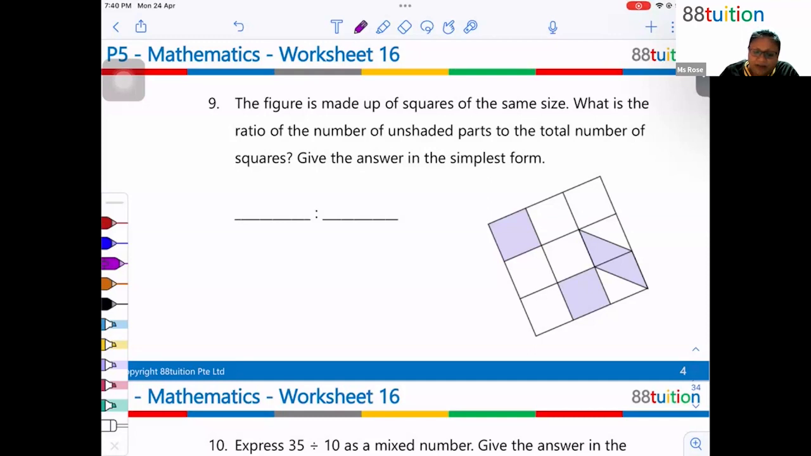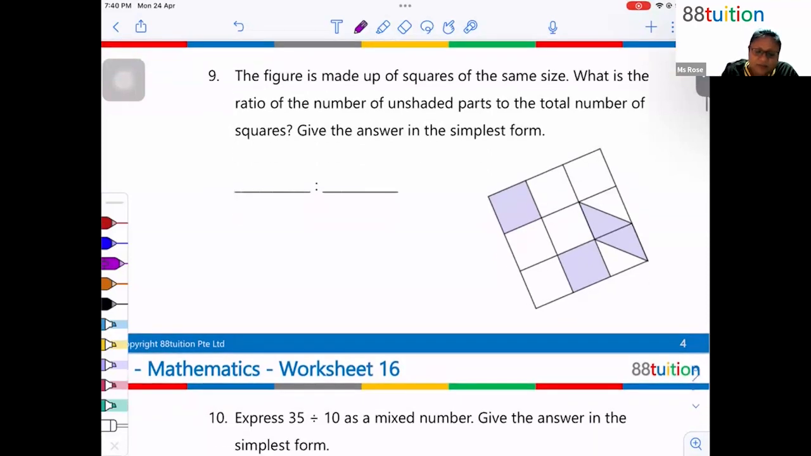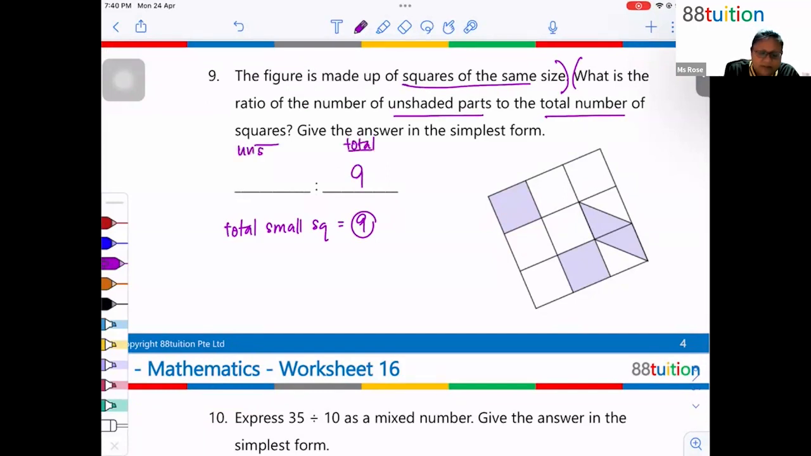Okay, but now let's take a look at this question. The figure is made up of same size squares. So what is the total number of small squares? Total small squares that make up the entire figure is 9. Ratio of the number of unshaded parts to the total number of squares. So out of total, this is total, and you want this, the unshaded.